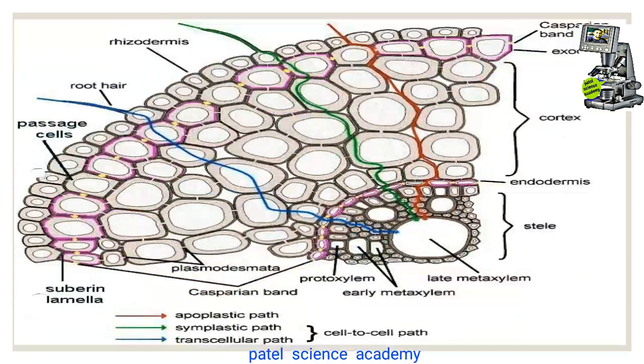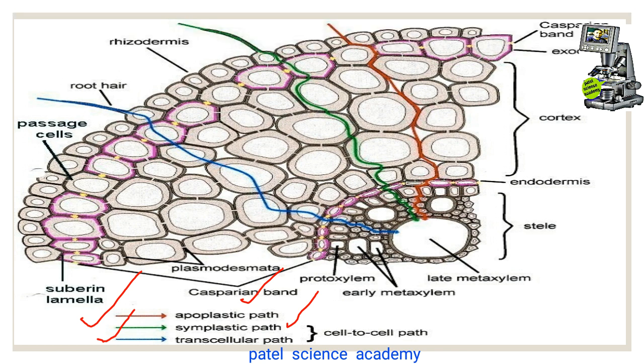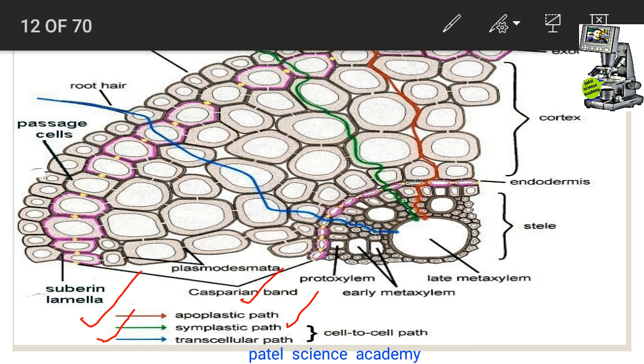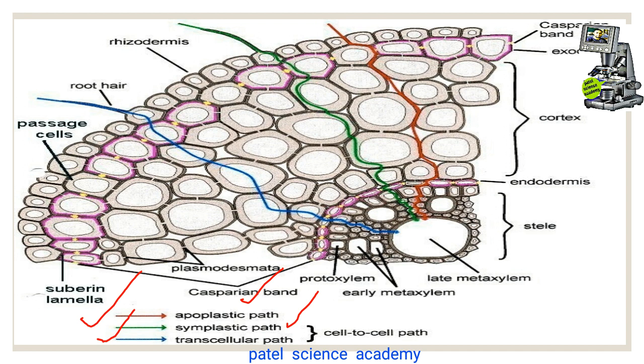You can see in this diagram, the red arrow is indicating the apoplast path and the green is indicating the symplast path. So just concentrate on the apoplast path. In this apoplast pathway, the red arrow shows the water entering from one side and exiting from the other side. So there are two different ways of entrance and exit, and that is why this process is called the apoplast pathway.